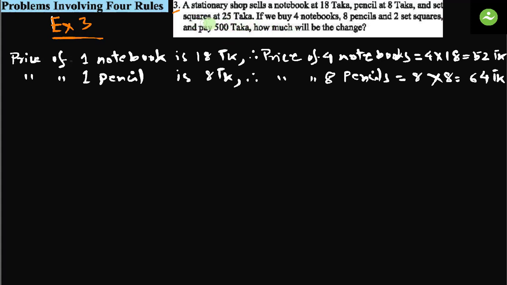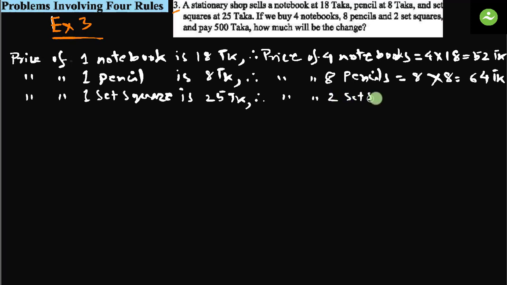Price of set squares at 25 taka. Price of one set square is 25 taka. So price of two set squares equals 2 into 25 equals 50 taka.